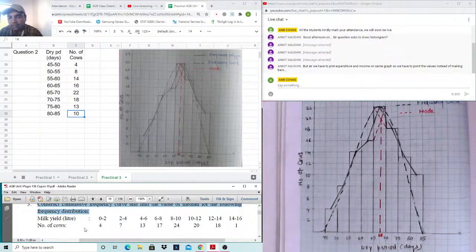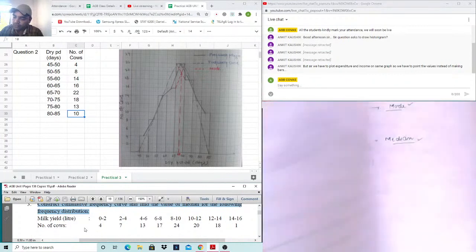Median we have already learned in the measures of central tendency. I left it at the time of theory because we were about to learn these measures. For the median, when you arrange the data in ascending order, the middle value of the data is the median. But this is grouped data. So how do we find the median of grouped data? Cumulative frequency. That is our next step.